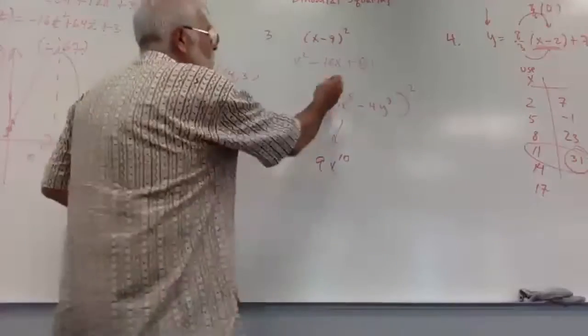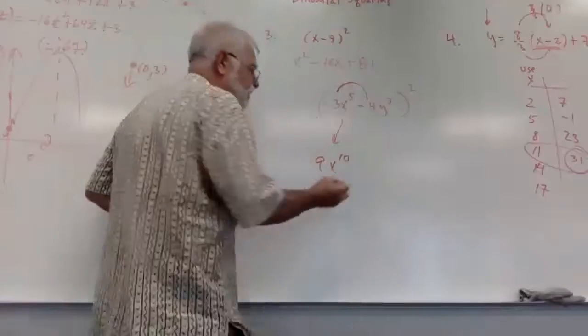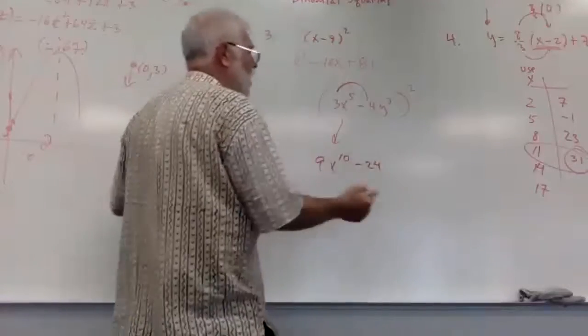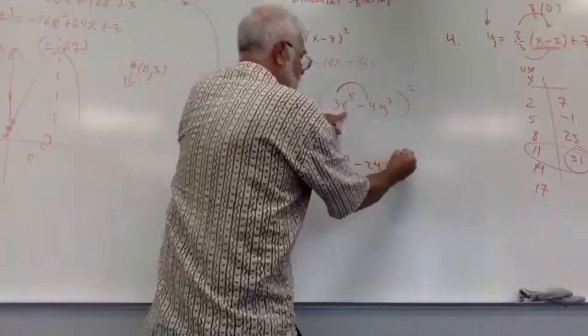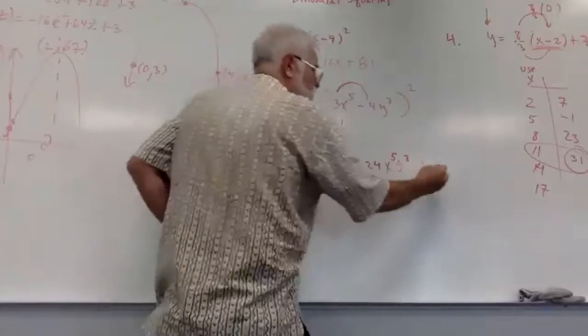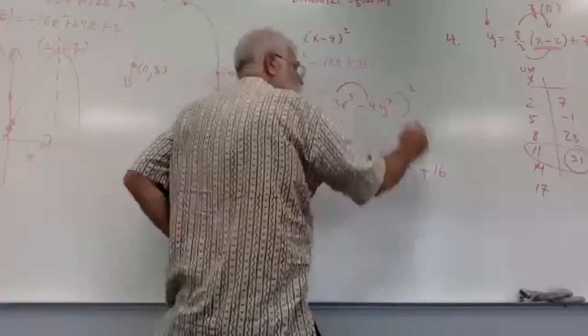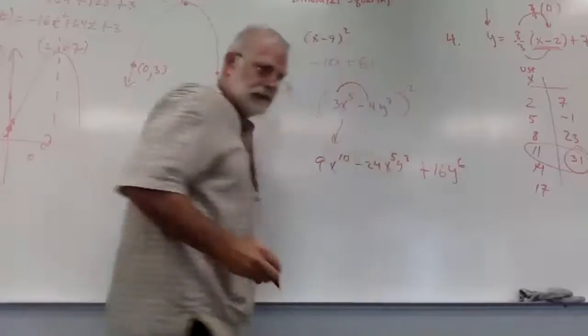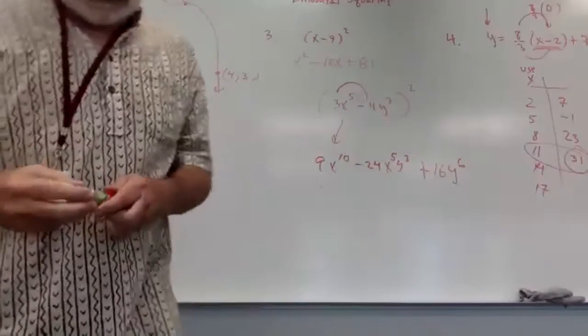All right, double the product, 3 times minus 4 is minus 12, so minus 24 x to the 5th y cubed. Squaring a negative is a positive, squaring a 4 is a 16, and y cubed squared is y to the 6th. Okay with that?